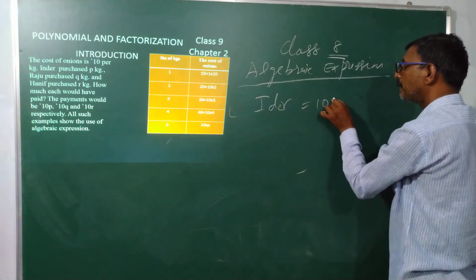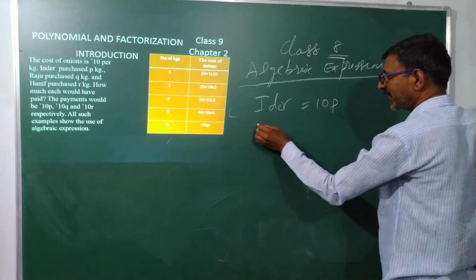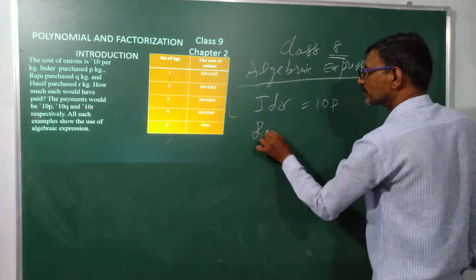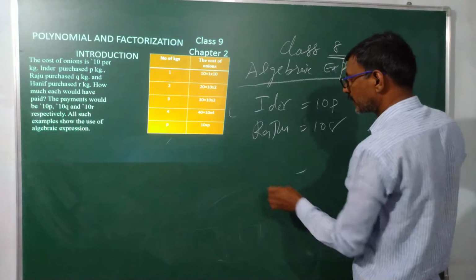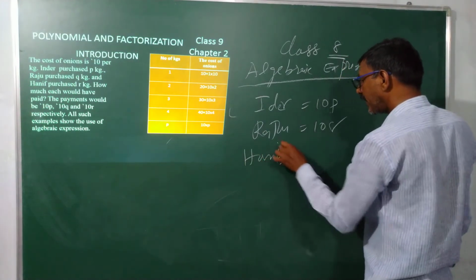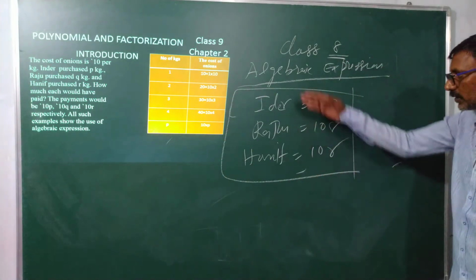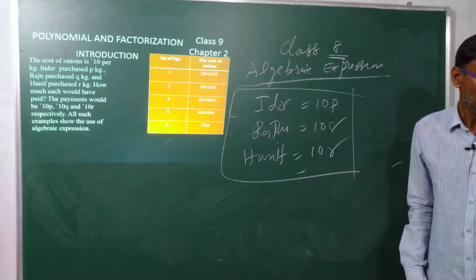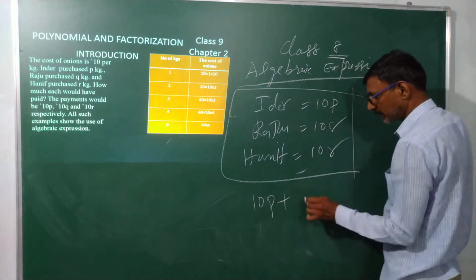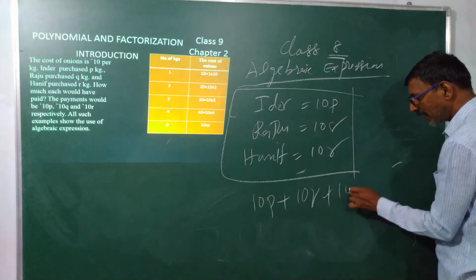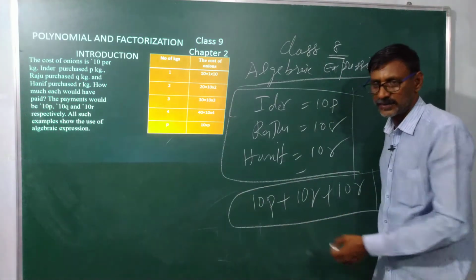Indra buys 10p, the amount that he paid is 10p, and the next one, who is next? Raju paid 10q, and the next one, Hanif, paid 10r. These are the rupees paid by these persons to the seller. I would like to find the total. Total means 10p rupees plus 10q rupees plus 10r rupees. This is my big algebraic expression. It contains terms.